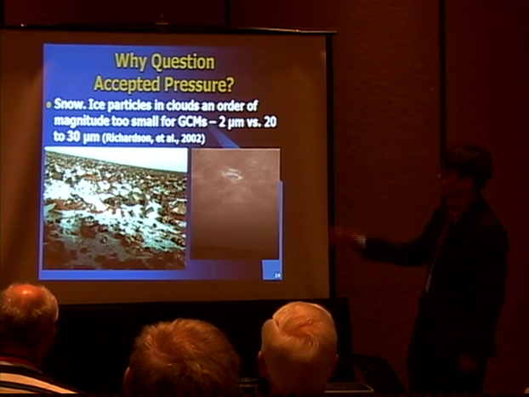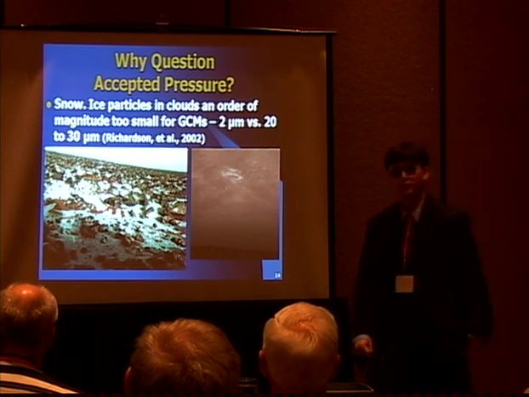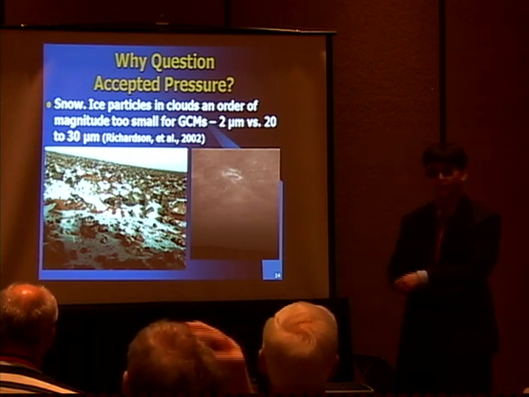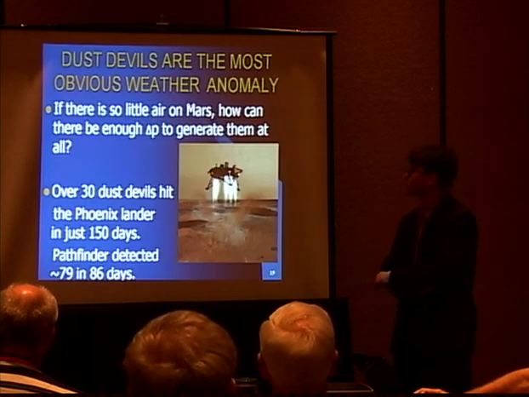Okay, this is a sort of contradiction with the global circulation models, which are the weather system for Mars. The actual ice particles in the clouds are about 2 microns. The global circulation models, using that air density, predict particles between 20 and 30 microns.